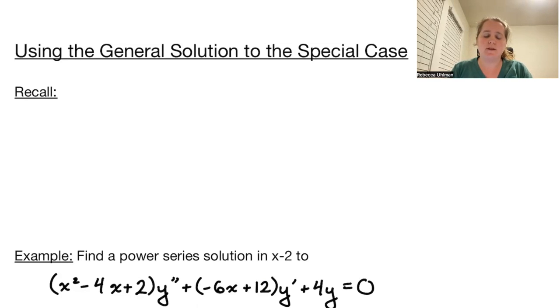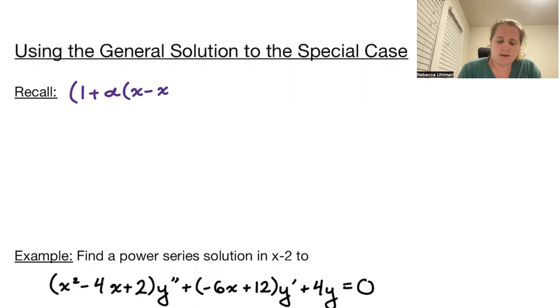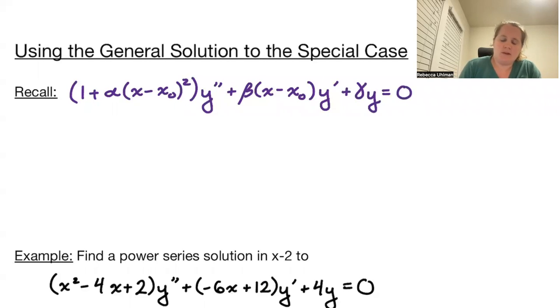Essentially using the general solution to the special case. So recall that if we have 1 plus alpha times (x minus x naught) squared times y double prime plus beta times (x minus x naught) times y prime plus gamma times y equals 0, this differential equation has solution y equals the sum from n equals 0 to infinity of a sub n times (x minus x naught) raised to the n.